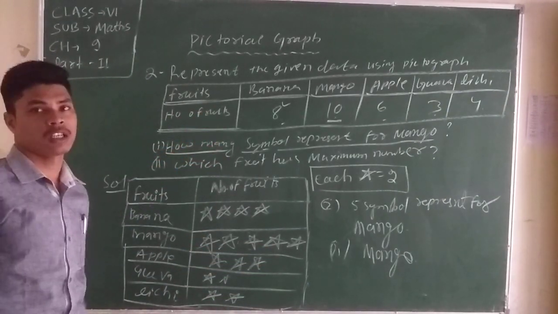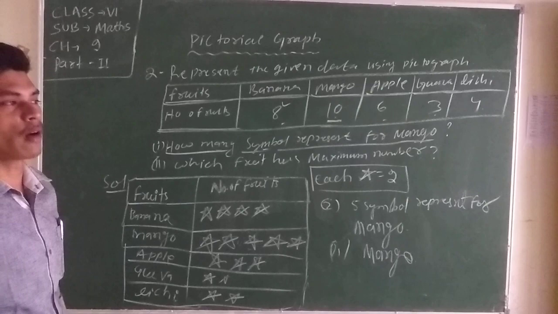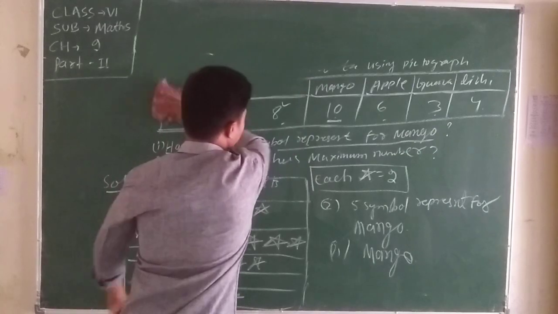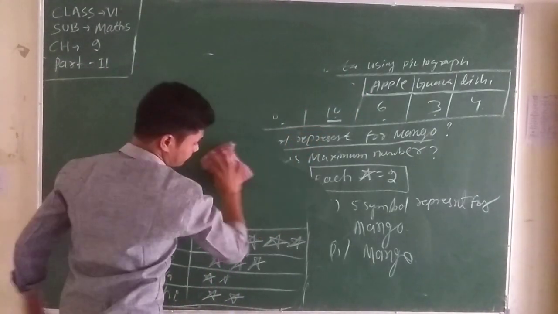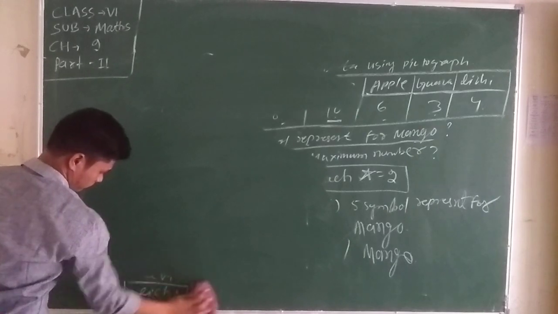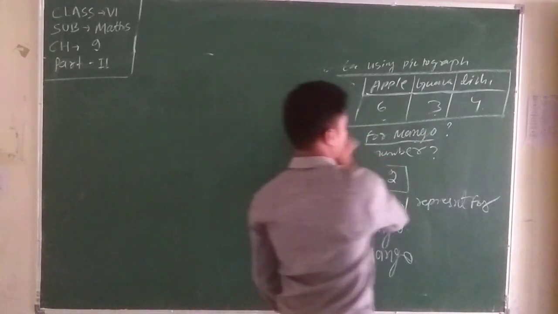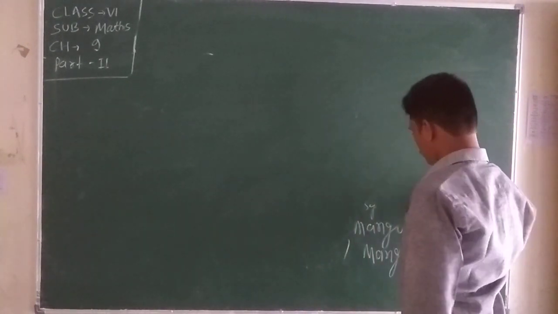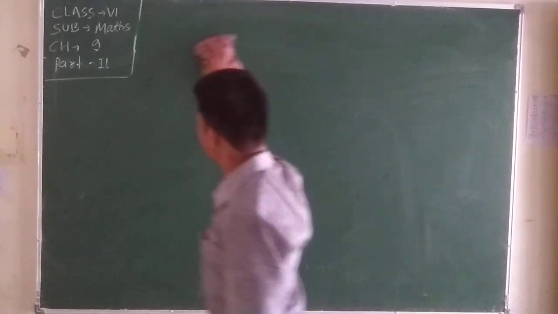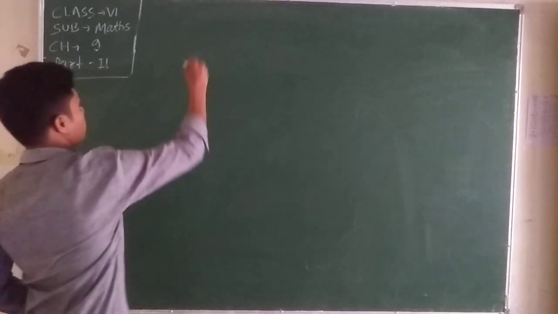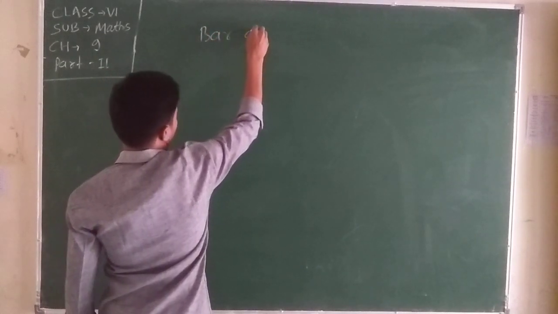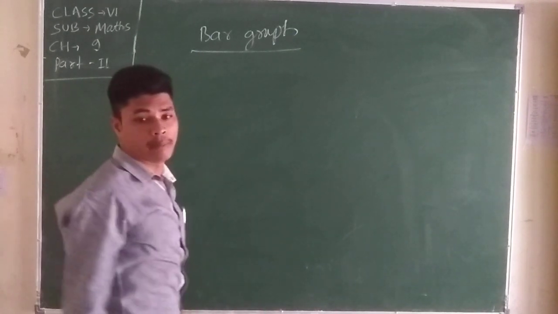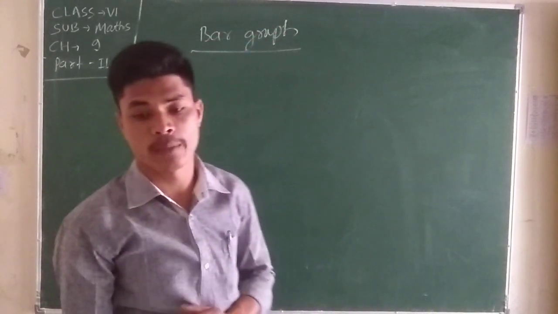Now we learn about the bar graph. Okay. Now we discuss the bar graph. What is a bar graph? Bar graph means what? A bar graph is a pictorial representation of data.